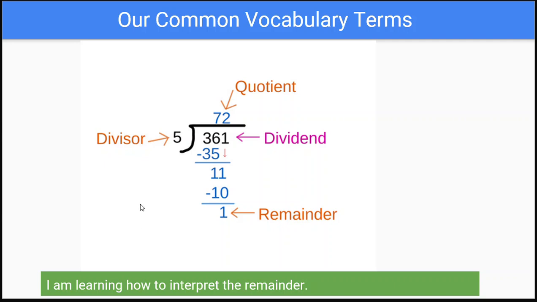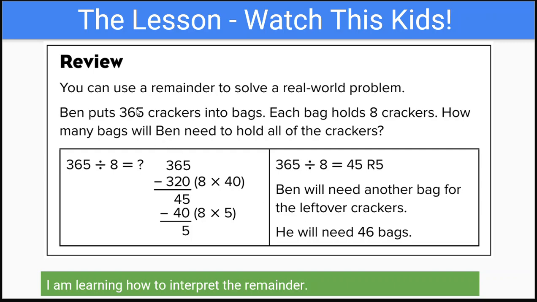Right now, you're learning how to interpret the remainder, the amount that's left over. It says you can use a remainder to solve real world problems. All right, let me get my highlighter. It says: Ben put 365 crackers into bags. Each bag holds 8 crackers. How many bags will Ben need to hold all of the crackers? If we take 365 divided by 8, they used repeated subtraction, or what they call partial quotients.